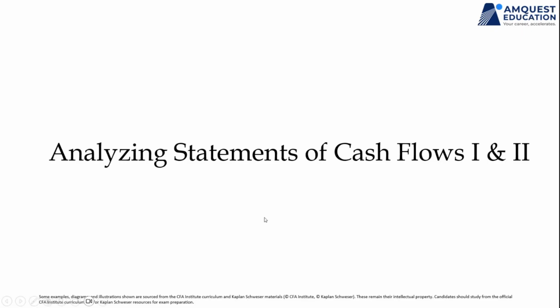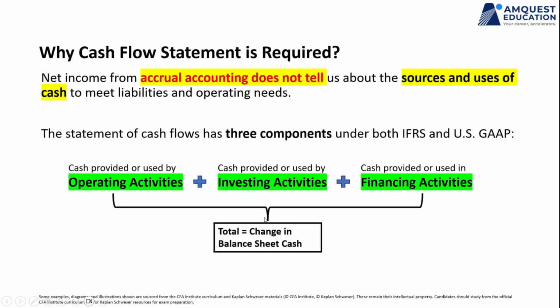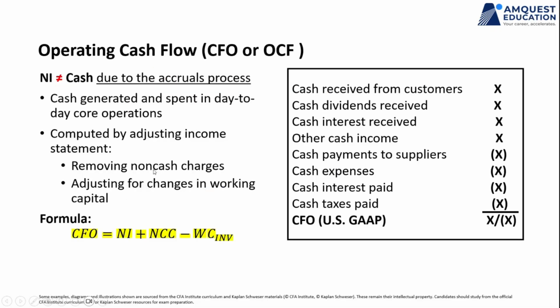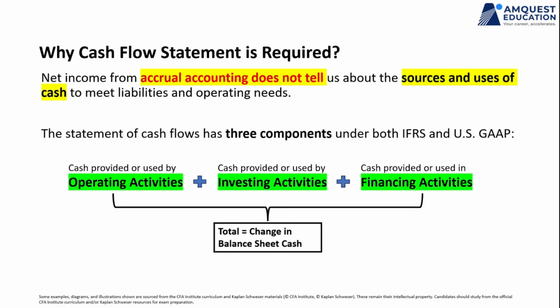Now, from a cash flow statement perspective, why is it required? Net income is more of an accrual concept, and accrual accounting does not tell us about the source and use of cash. Accrual accounting simply works on the concept of transactions. When revenue has been generated or an expense has been incurred, we typically record it. It doesn't tell you whether the cash has come in or not.